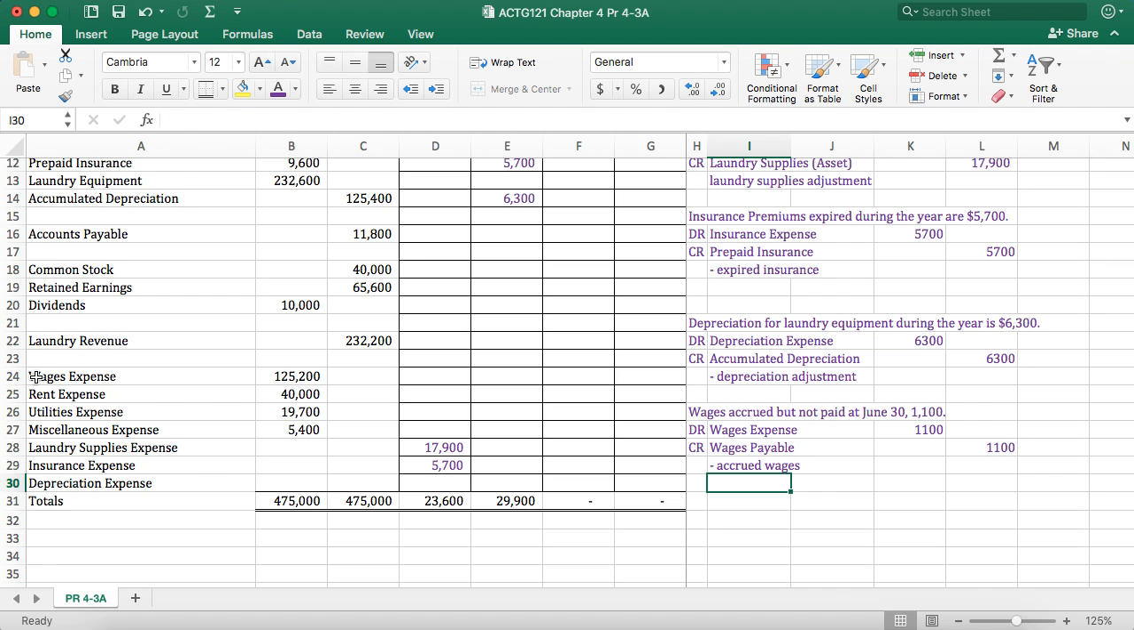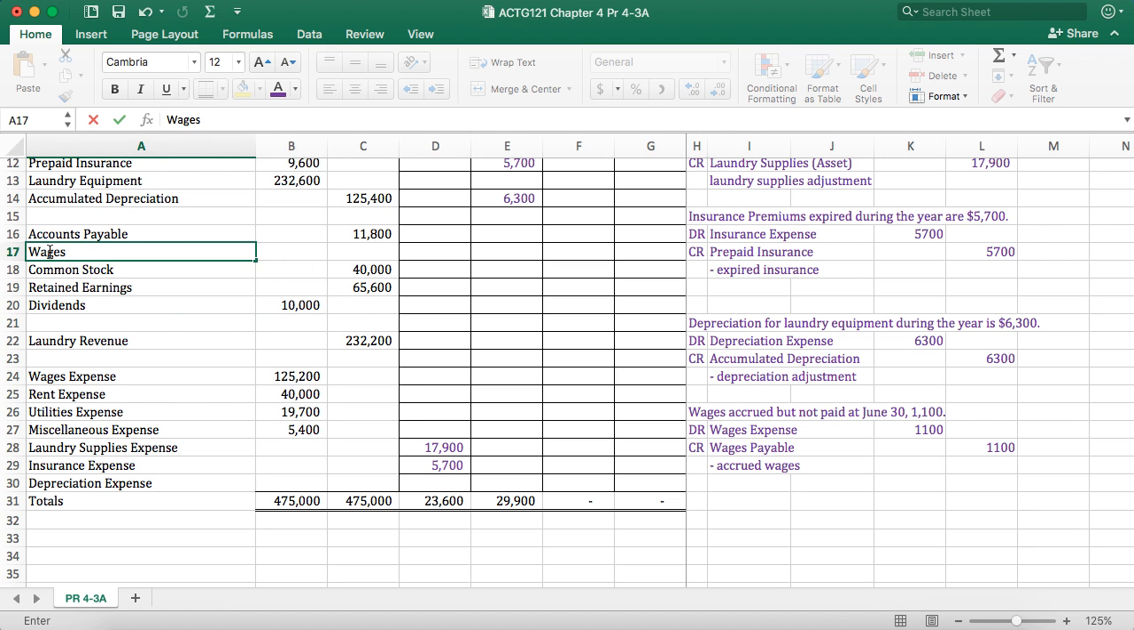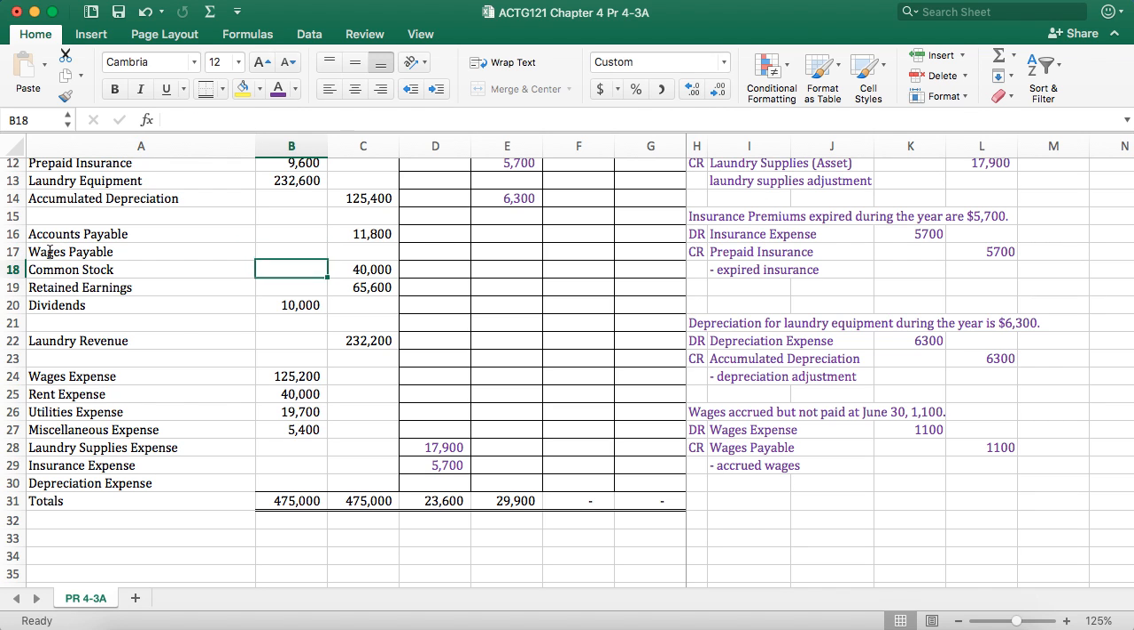So put a little space there so you can see it. So we have wages expense, but we don't have wages payable. So I'm going to add that up here because it is a liability. All right, so wages expense. Remember, I'm always putting the debit in first. 1,100, and then wages payable is the credit, 1,100.